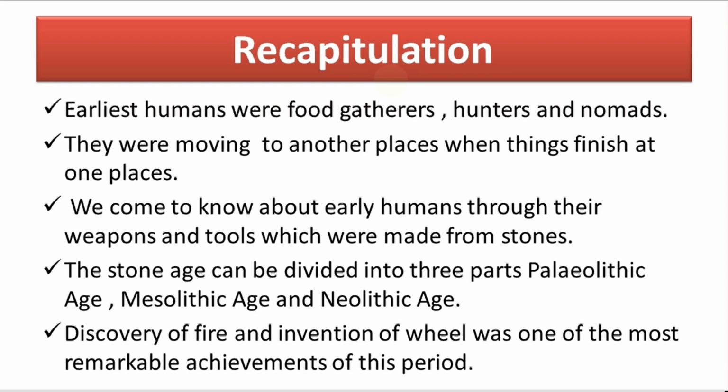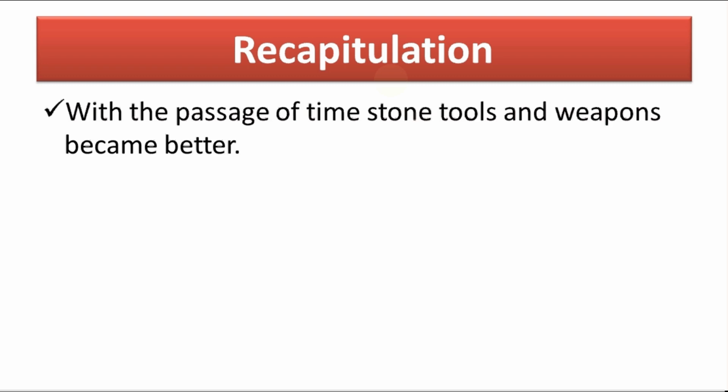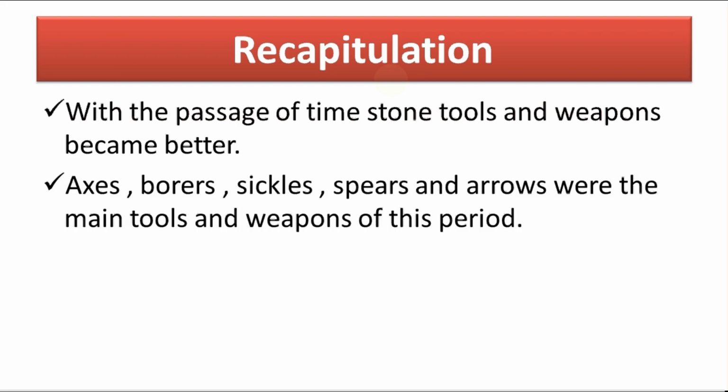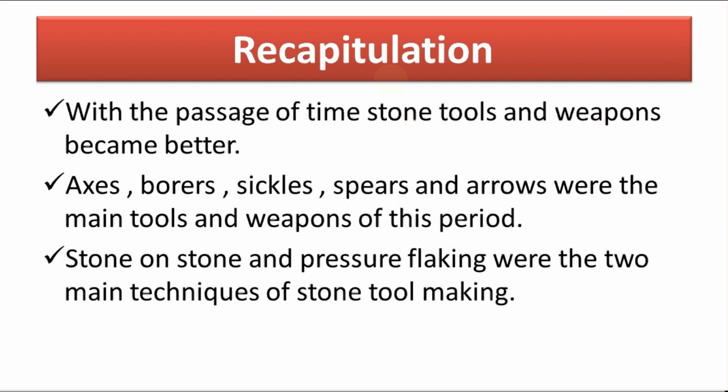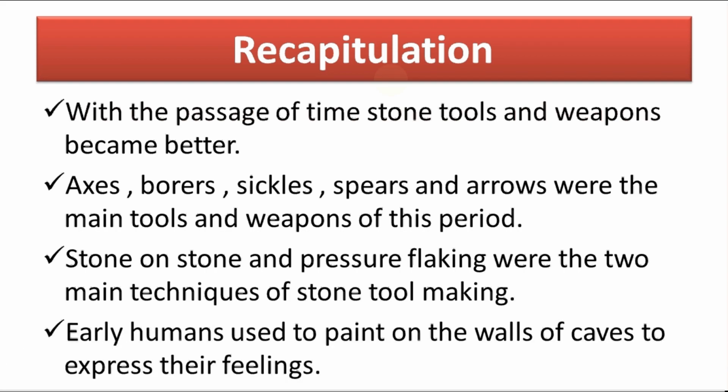Discovery of fire and invention of the wheel were some of the most remarkable achievements of this period. With the passage of time, stone tools and weapons became better. Axes, borers, sickles, spears, and arrows were the main tools and weapons of this period. Stone on stone and pressure flaking were the two main techniques of stone tool making. Early humans used to paint on walls of caves to express their feelings.